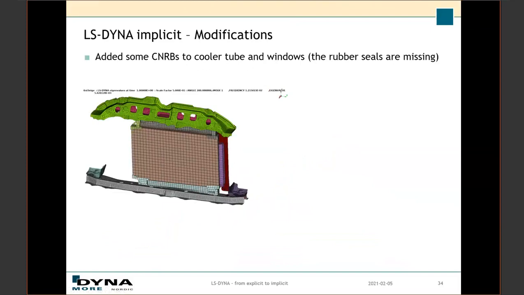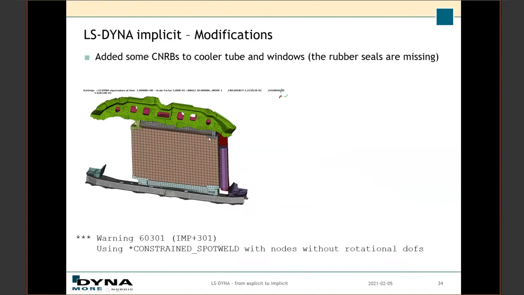So this is a typical result of an eigenvalue analysis. You see that this side tube is connected to the main cooler with a hinge. This can cause convergence problems. In this case, you actually get a nice warning for this as well from LS-DYNA, about nodes without rotational stiffness. So LS-DYNA senses that something is not as it should be.